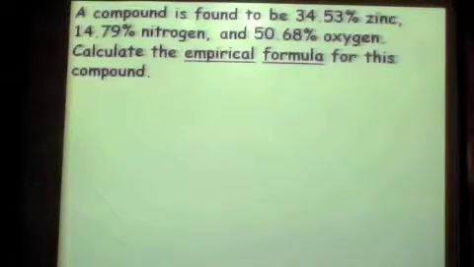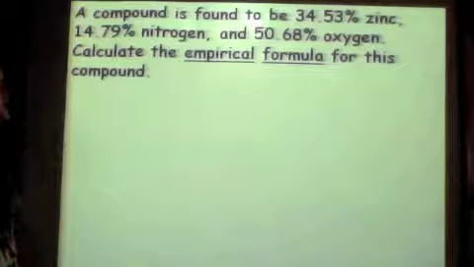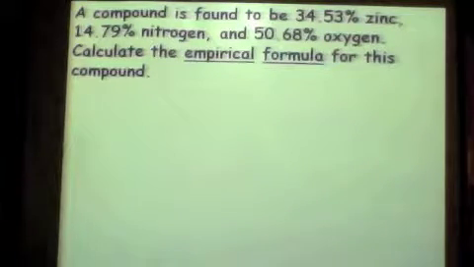Okay. Example 1. A compound is found to be 34.53% zinc, 14.79% nitrogen, 50.68% oxygen. Calculate the empirical formula for this compound.